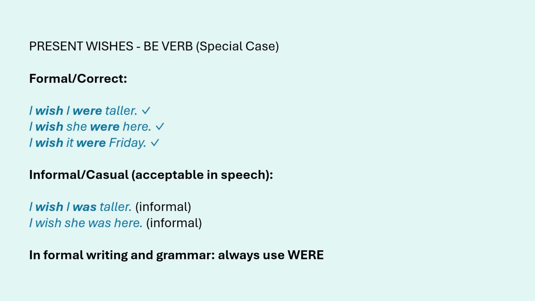Be verb, special case. Formal, correct: "I wish I were taller." "I wish she were here." "I wish it were Friday." Informal, casual, acceptable in speech: "I wish I was taller." "I wish she was here." Informal. In formal writing and grammar, always use were.